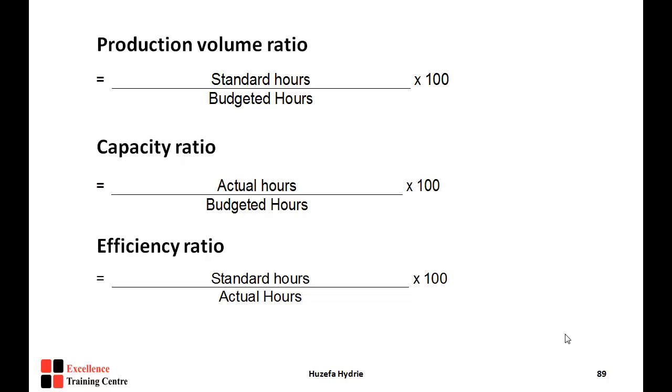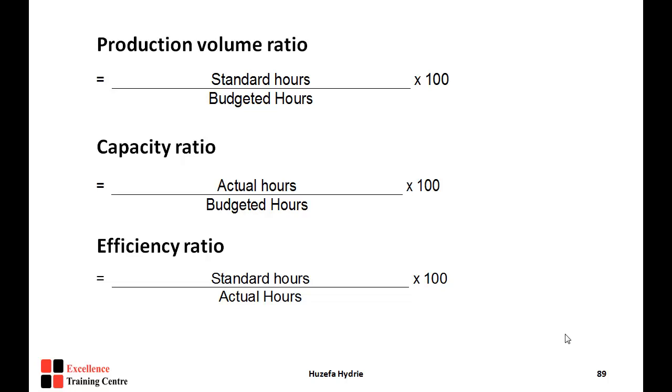As the ratio is suggesting, actual hours divided by the budgeted hours. So let's say I have budgeted that my labor can work 40 hours a week. In actual, they are working 42 hours a week. Are they having more capacity or less capacity? More capacity. The third one, production volume ratio.